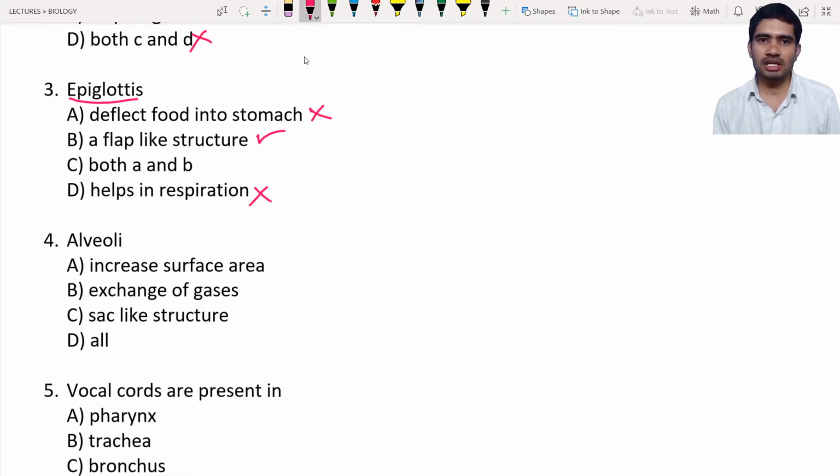So a flap-like structure, it is correct, and next is both A and B. Is it going to deflect the food material into the stomach? Yes, it is also going to deflect the food material. So in that case, these two options are very, very close. Hence we can go for option C.